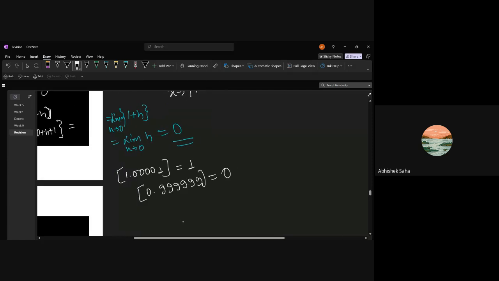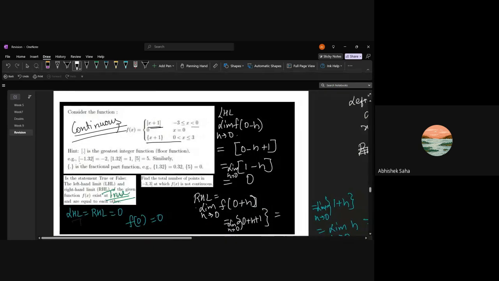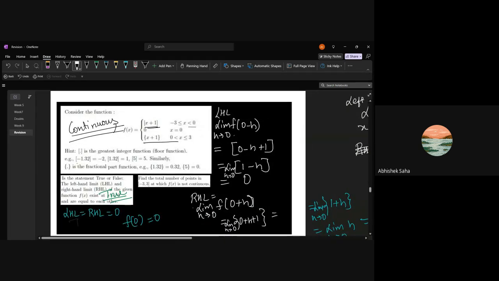So the greatest integer is not continuous. This is our right hand limit and this is our left hand limit, LHL. So the greatest integer is not continuous at integers. But here we have seen that at x equal to 0, the function is changing. Because of that, this function is continuous.